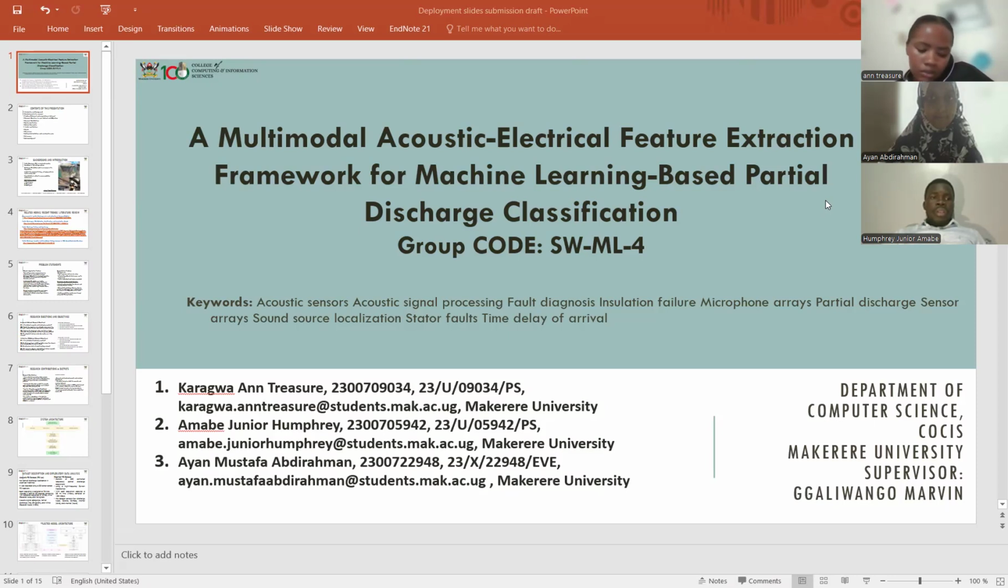Good evening, everyone. This is Group SWML4, and we are delighted to present our project titled A Multimodal Acoustic Electrical Feature Extraction Framework for Machine Learning-Based Partial Discharge Classification.